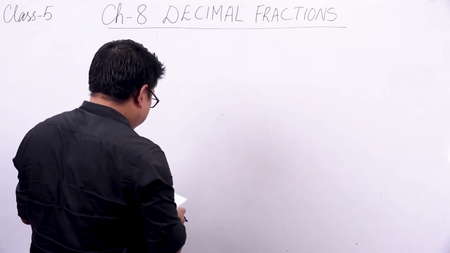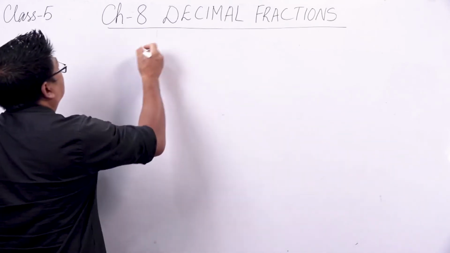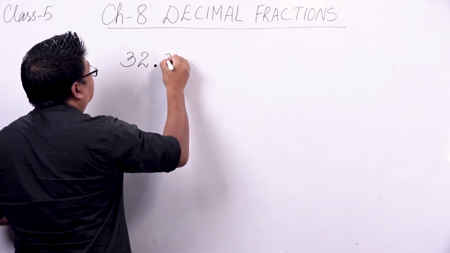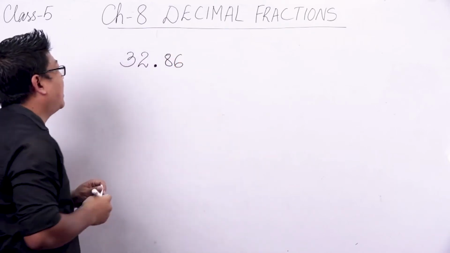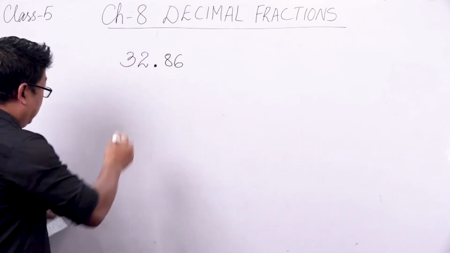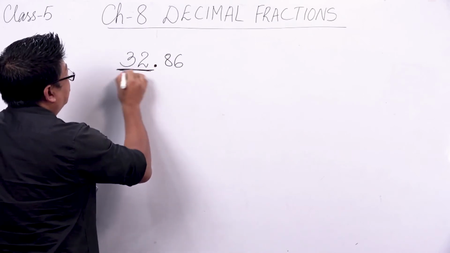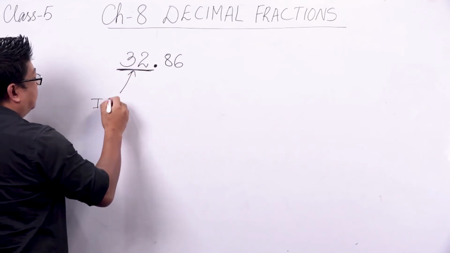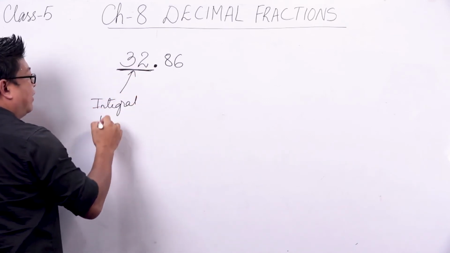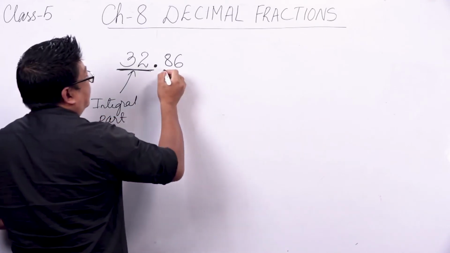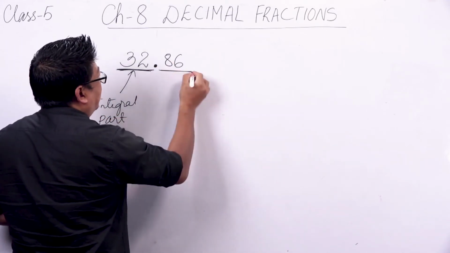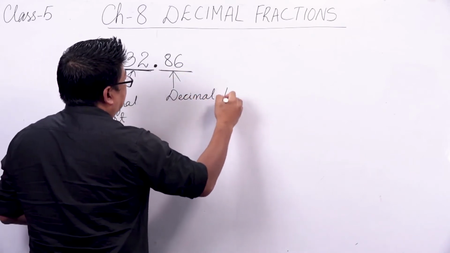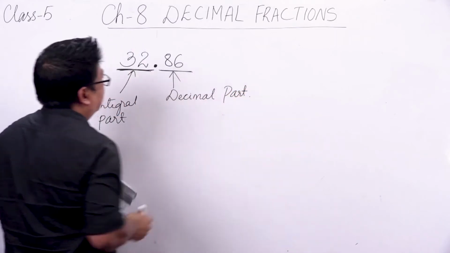Okay? Let us look at some numbers. Let's say that I have 32.86. Now, these two digits that are on the left of the decimal point are called the integral part. And the digits on the right of the decimal point are called the decimal part. All right, children.